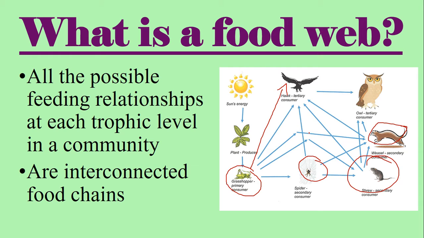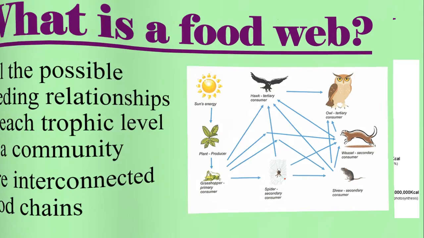The arrows still represent energy flow, how the energy is going to flow. So the grasshopper's energy is going to go to the hawk, or the grasshopper's energy is going to go to the spider. It's all the interactive ones.